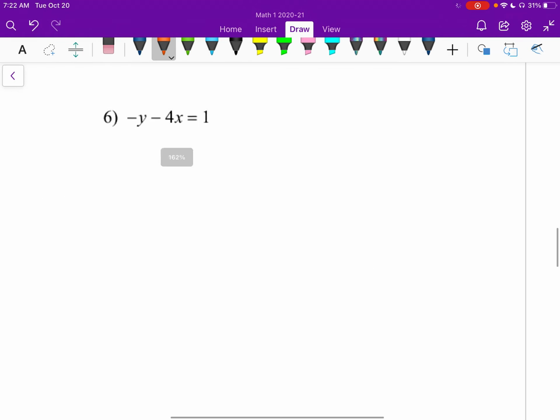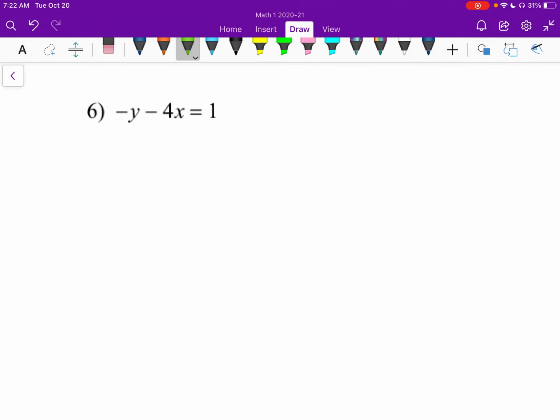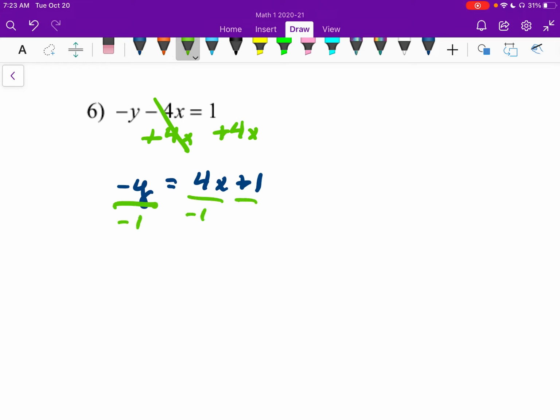All right, number 6. The fastest way to get y by itself, I'm going to add over my 4x. So those guys cancel. And I've got -y equals 4x plus 1. Now I have a -y, so I'm going to divide by -1. And I'm left with y equals -4x minus 1. And my slope here is going to be -4.